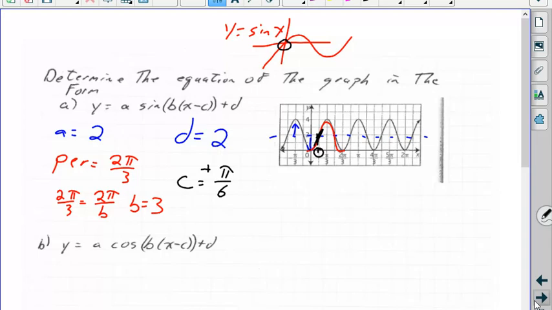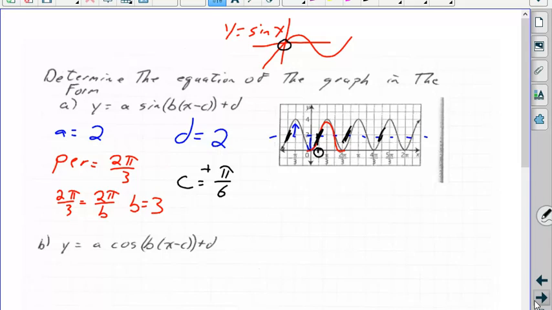There are infinite numbers of those, because here's another one going up as it crosses the midline. Here's another one going up as it crosses the midline. Here's another one over here going up as it crosses the midline. The smallest phase shift is pi over 6 units to the right.